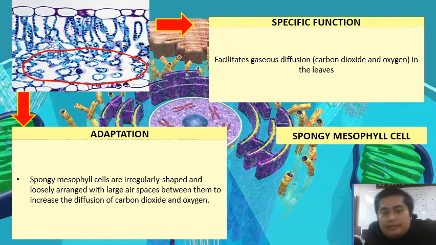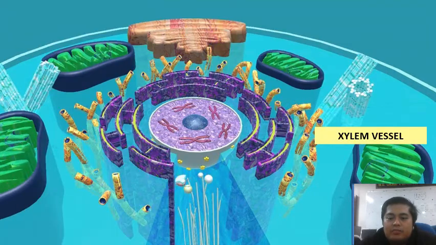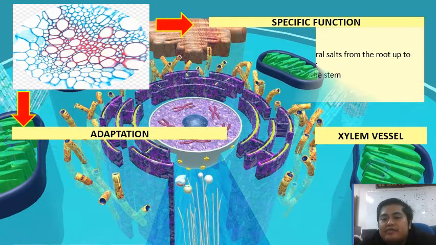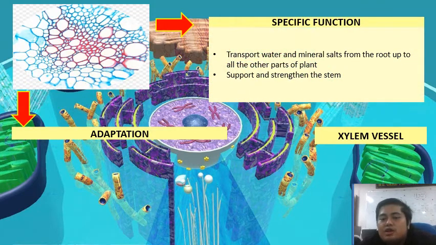So dengan kata lain, ruang-ruang yang jarak antara diorang ni digunakan sebagai tempat untuk meningkatkan kadar penyerapan gas oksigen dan carbon dioxide. Next we have our xylem vessel. So specific function dia adalah untuk transport water and minerals from the roots up to the body parts, and also to support and give strength to the stem.